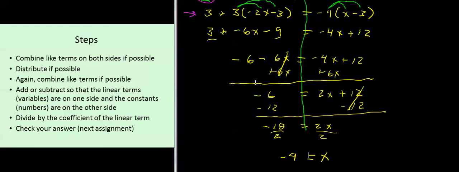Then I decide where I want my variable. I chose to put it on the right side, so I added 6x so that those canceled. And then, since my variable is on the right, I had to get rid of this 12 over here, so I subtracted 12 from both sides. Lastly, I divide by my coefficient on both sides so that those cancel, and I have my answer, x equals negative 9. That's not a very nice looking 9, but it's 9.